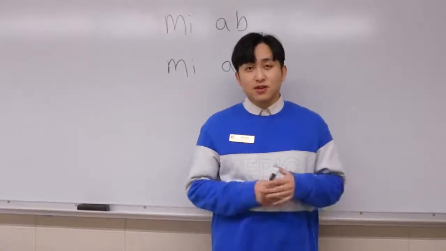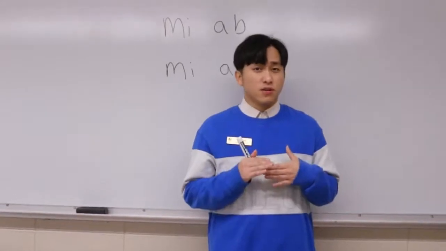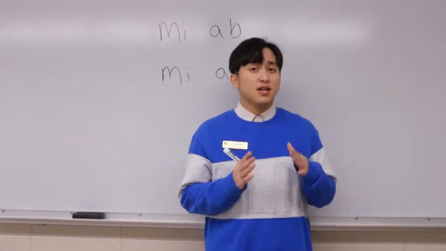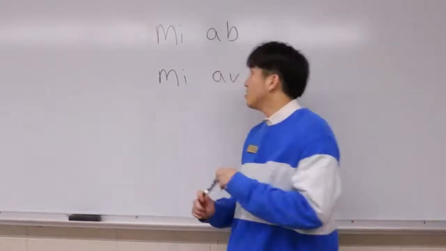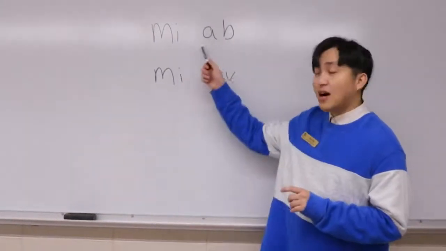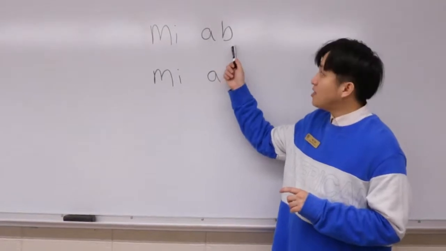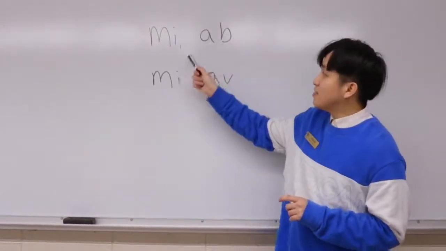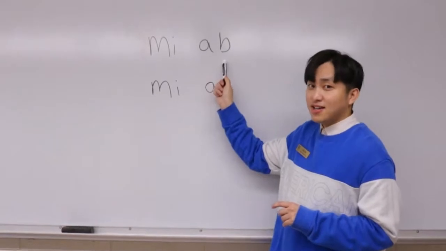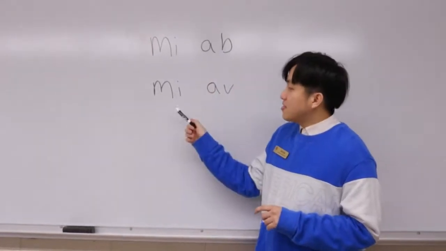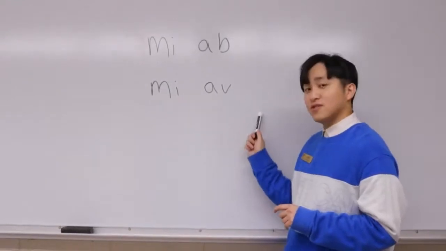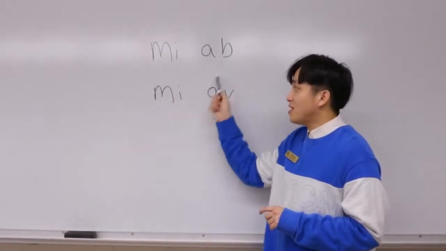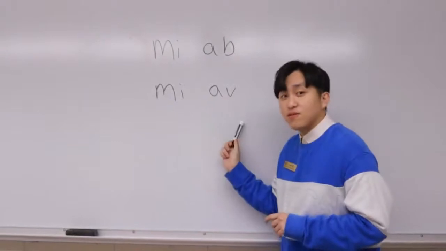As I said earlier, the ending of a word can make it a whole different word. For example, I spelled Mi'a. So the B is a higher sound. This means baby. The V is a lower tone. So this is baby, and this one means the ground.